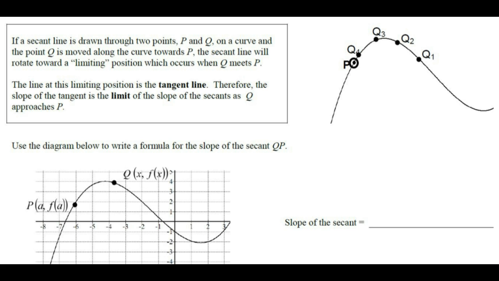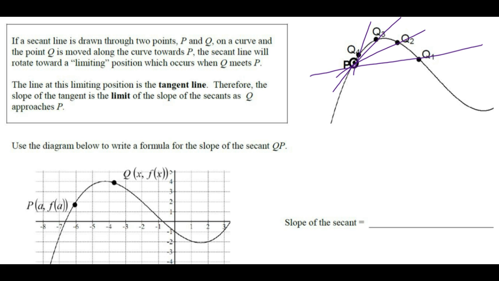If a secant line, so a secant line is actually a line that's going to cut the curve. It'll be drawn through 2 points, P and Q, on a curve. And then if we move the point Q along the curve towards P, the secant line will rotate. Okay? So you imagine, here I've got the secant line through P1 and Q1, and then here, and then here, and then here. You see how that's rotating?